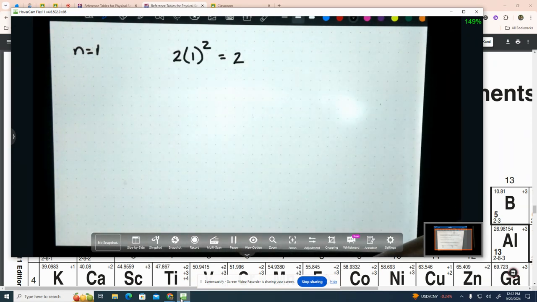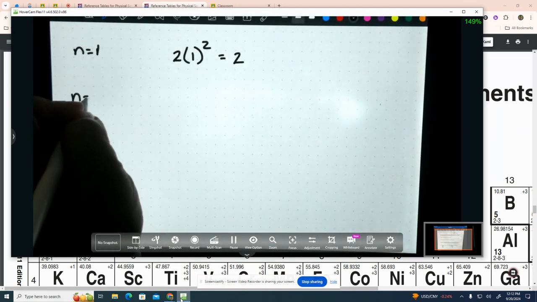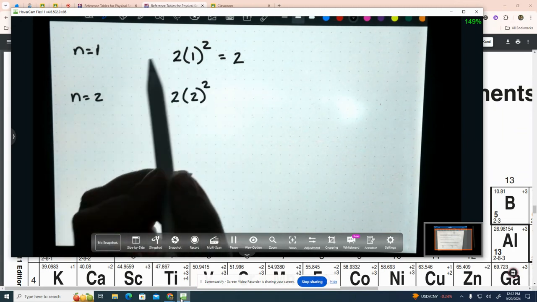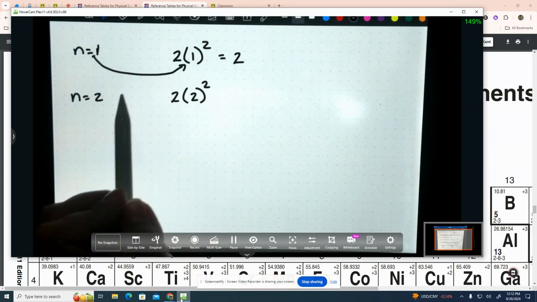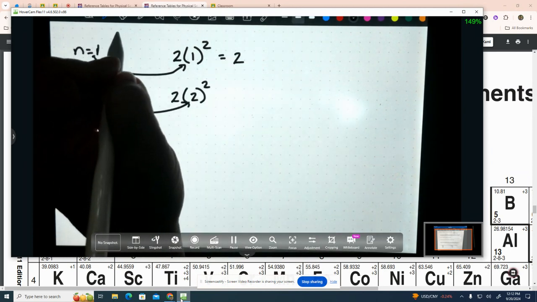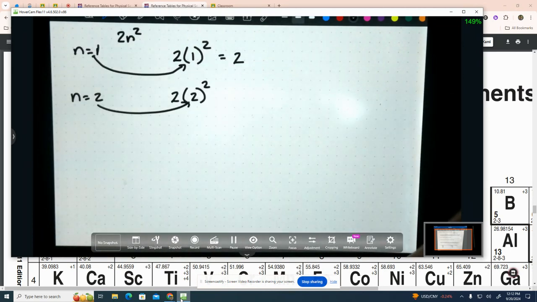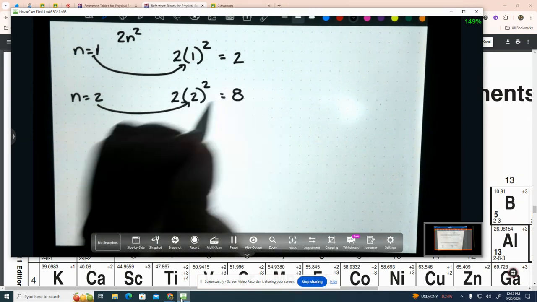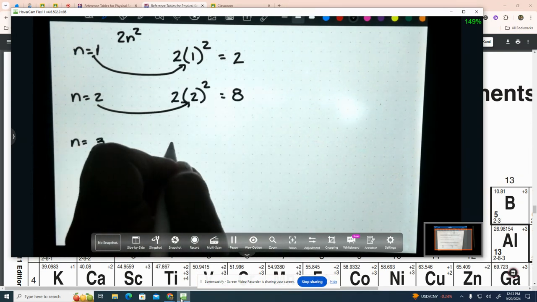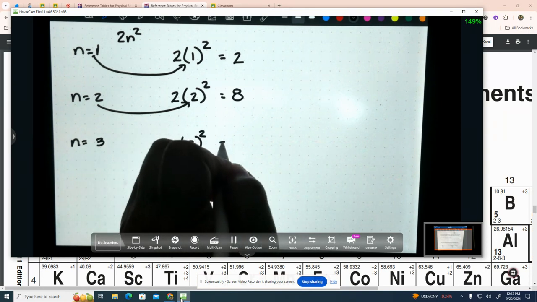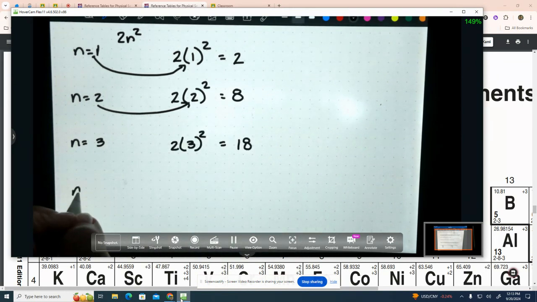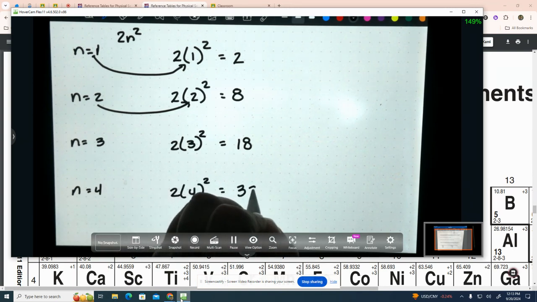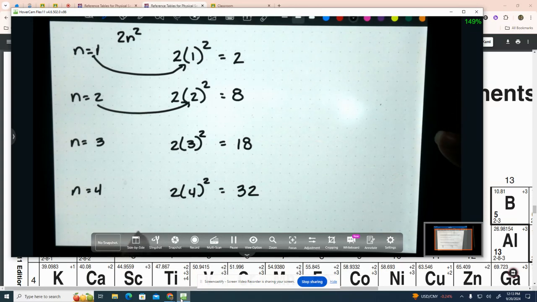Maximum number of electrons is 2. In the n equals 2 level, 2 times 2 squared, because this number is the n in 2n squared. 2 squared is 4, 4 times 2 is 8. N equals 3: 2 times 3 squared, which is going to be 18. And n equals 4: 2 times 4 squared, which is going to be 32. Okay, that's where those numbers came from.